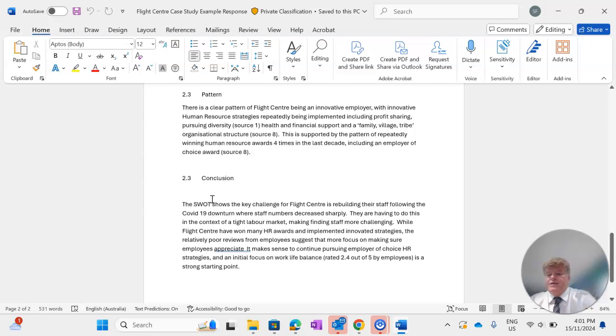So the conclusion, this is thinking about the implications. What does it mean for the business going forward? The SWOT shows the key challenge for Flight Centre is rebuilding their staff following this COVID-19 downturn when staff numbers decreased sharply. They're having to do this in the context of a tight labour market, finding staff more challenging. While Flight Centre have won many HR awards and implemented innovative strategies, the relatively poor reviews from employees, you notice that was up in the weakness in the SWOT, suggest that more focus on making sure employees appreciate what they're doing is important. I haven't quite finished that sentence.